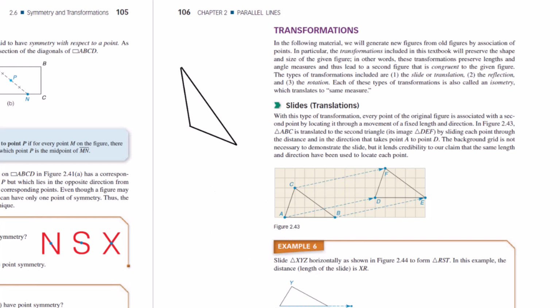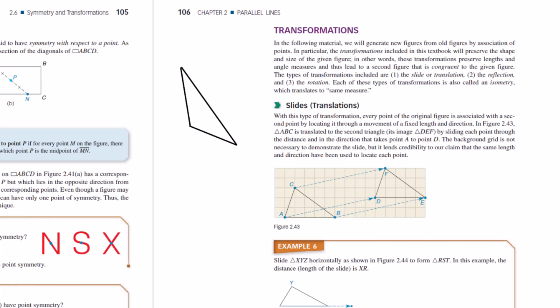Okay, now in this section, we're only going to focus on one type of transformation. These are called rigid body transformations. A rigid body transformation is a transformation where you're only changing the orientation or position of the figure, so that the two figures before and after the transformation are congruent.